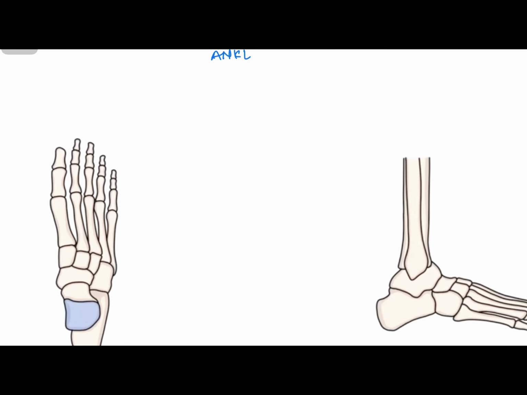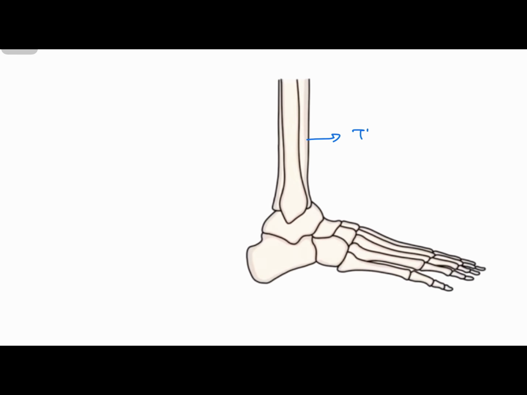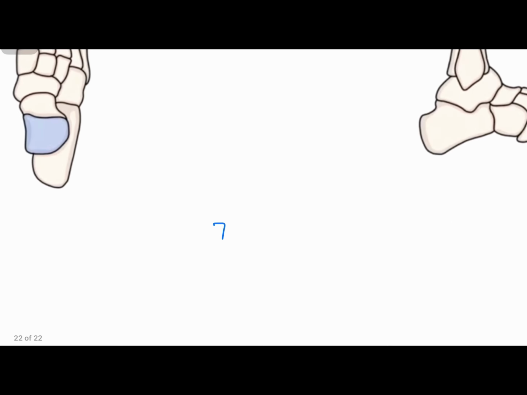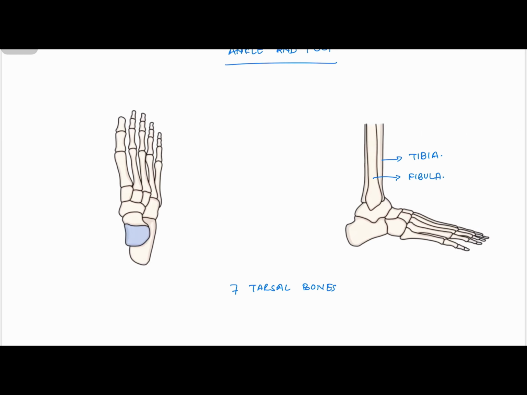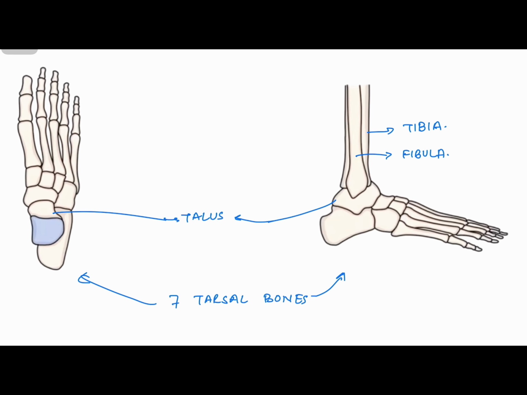The last part we are going to study is the ankle and the foot. I will zoom into this. This is the tibia and this is the fibula. There are a total of 7 bones in the foot, the 7 tarsal bones. I will just tell you the 7 tarsal bones. The first one is the talus. This is the cuboid bone, and on this side also, this is a cuboid bone.